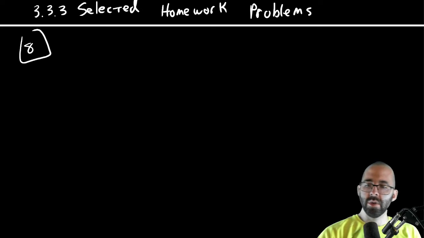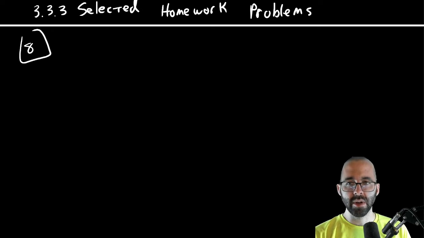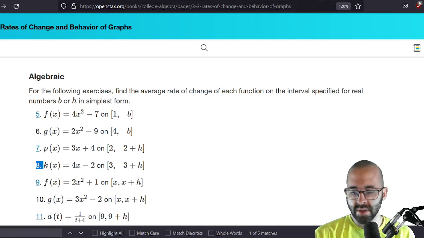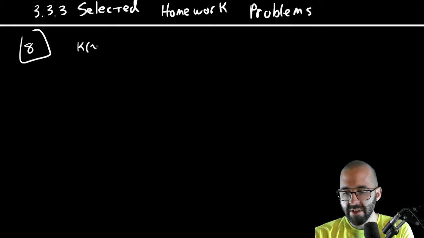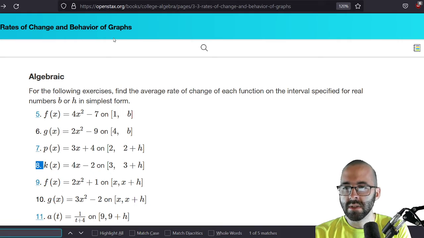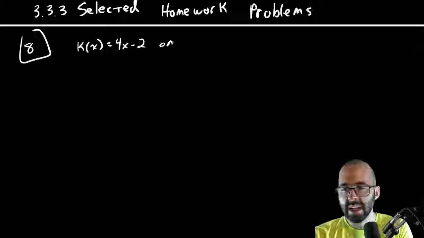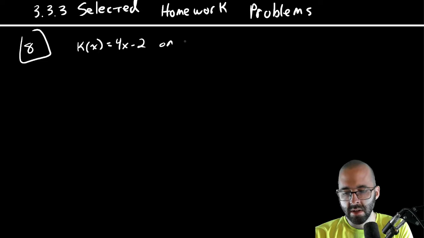We're going to start by doing a very similar problem to the last one in video 3.3.2. Find the average rate of change of this function in simplest form. This function here is k of x equals 4x minus 2. And we're looking at the interval from 3 plus h.